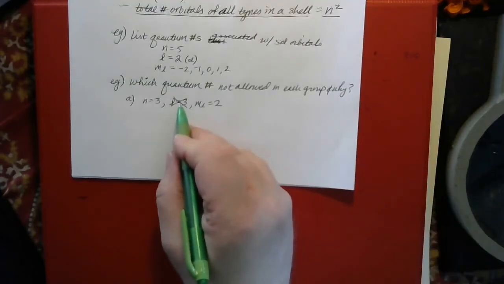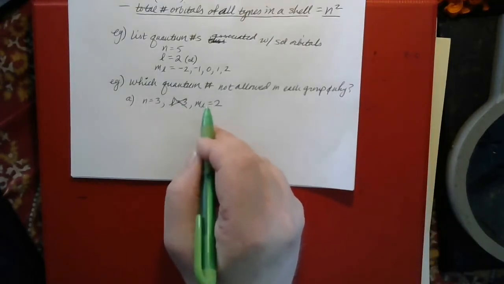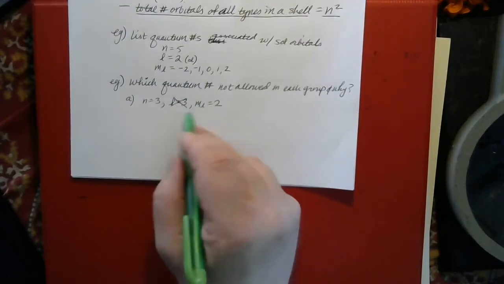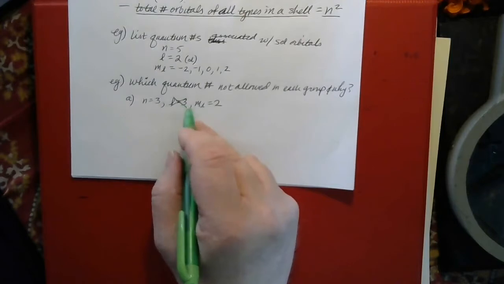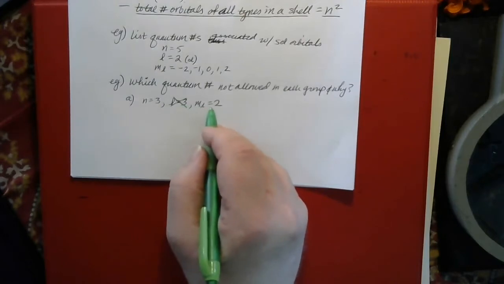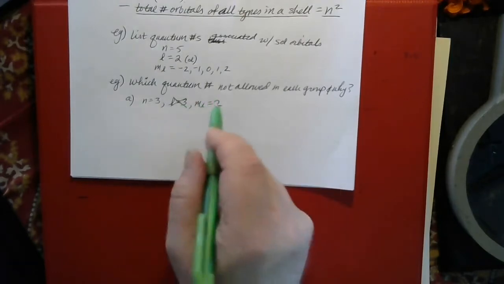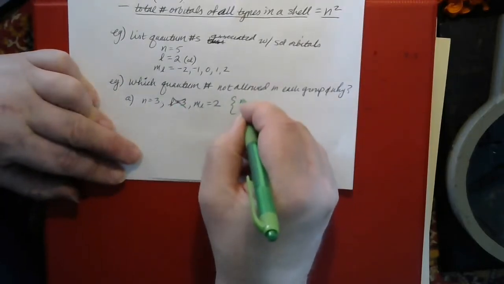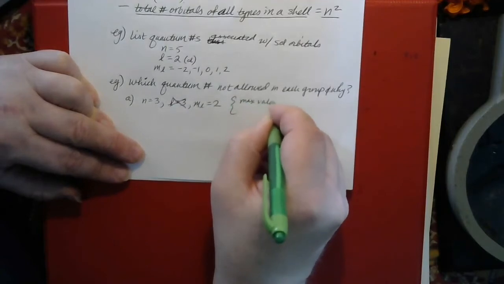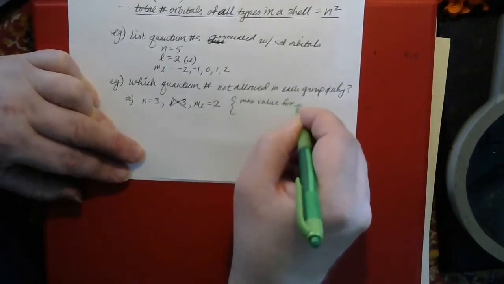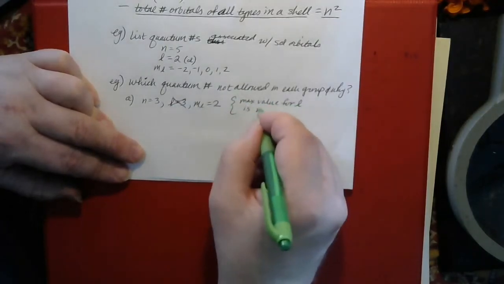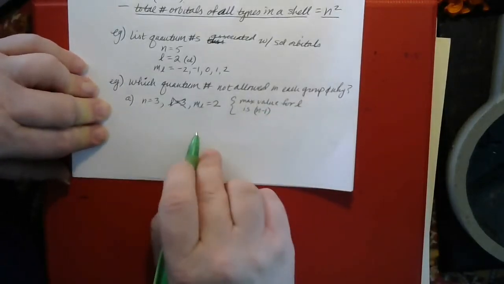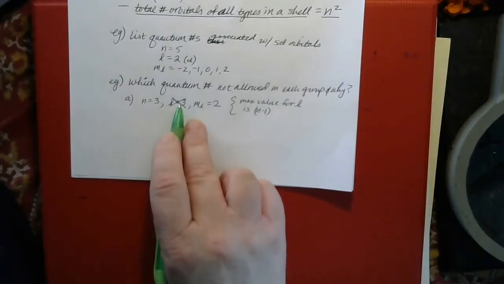Now, if L equals 3, it would be possible for m sub L to be 2, because m sub L can be anything from negative L up to positive L. So if L were 3, then m sub L could be anything from -3 up to +3. So 2 falls within that range. So that would be okay. But L cannot be 3. And that's because the maximum value for L is n minus 1. So here, L could not be any greater than 2.